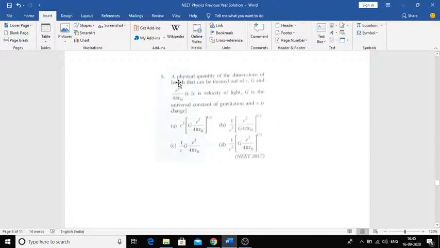Here the question is: a physical quantity of dimension of length that can be formed out of c, G and e square upon 4 pi epsilon naught is. Here they have specified that c is the velocity of light, G is the universal gravitational constant, and e is charge. So we have to find the right option between A, B, C and D.